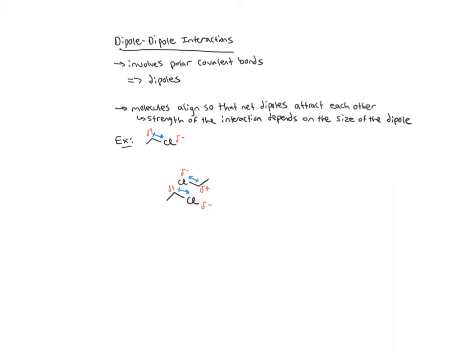So this is just one example of an interaction. We're going to have multiple types of these interactions, and why this is important is that it helps the molecules stick together. These interactions can make the boiling point higher compared to if we didn't have this type of interaction, because these molecules are sticking together better.